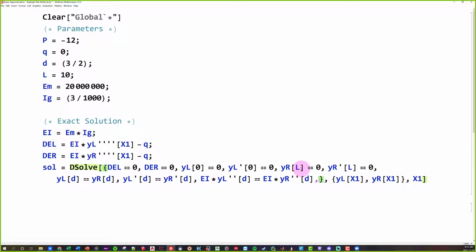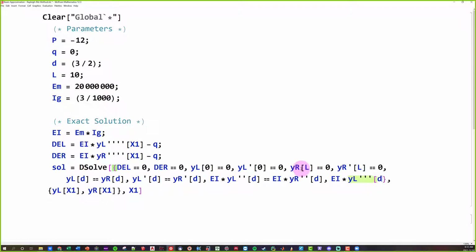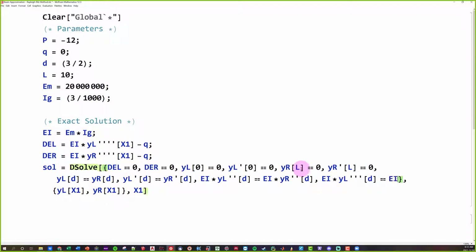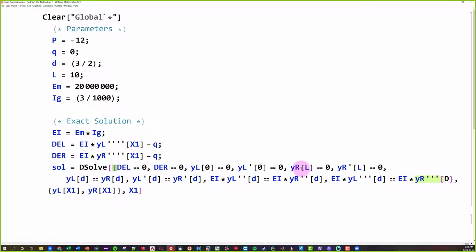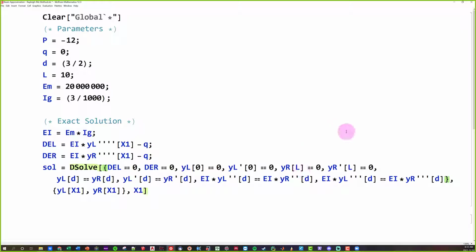So what I'm going to do is I'm going to say EI times the 3rd derivative of our left displacement function at D is equal to EI times YR triple prime at D. Oops, not capital D. So this is what I did for shear. I basically said that the shear on the left of point D is equal to the shear on the right of point D. Is that correct? What do you think? Is that a correct statement? My shear on the left of D is equal to the shear on the right.